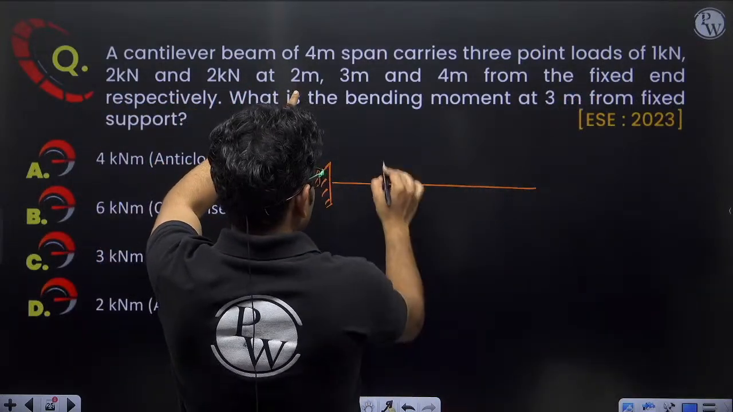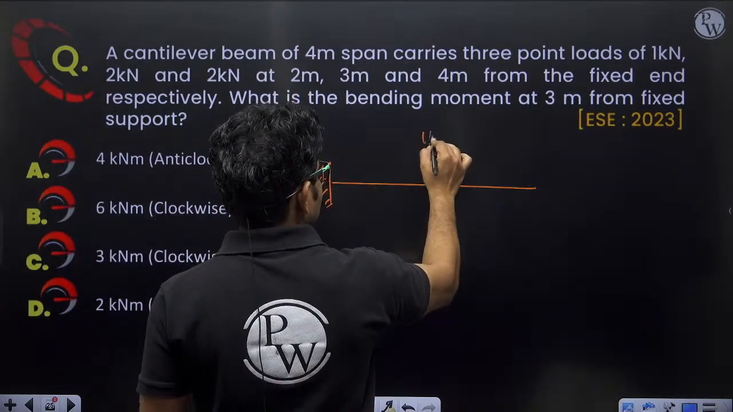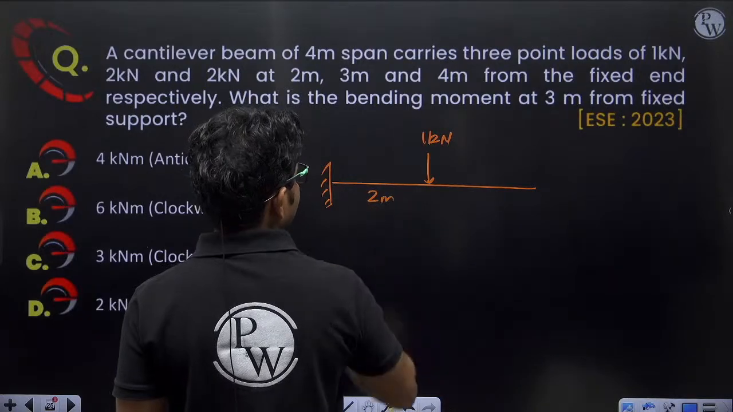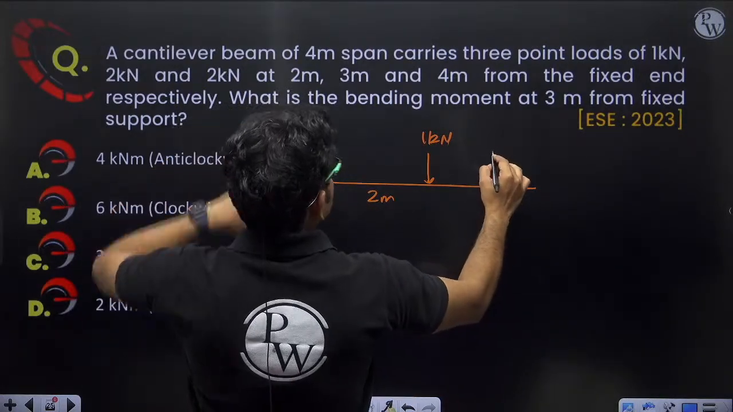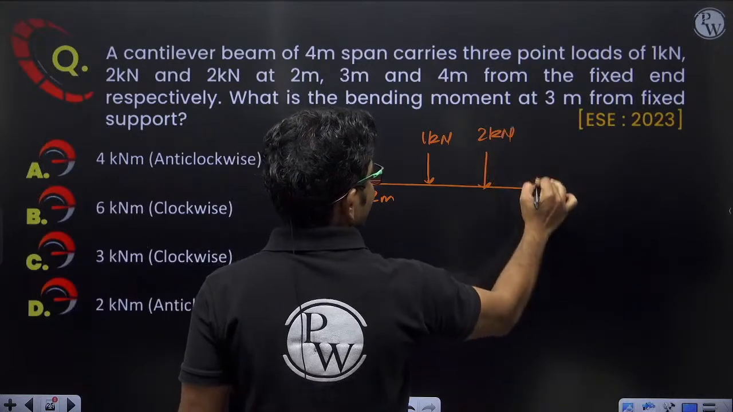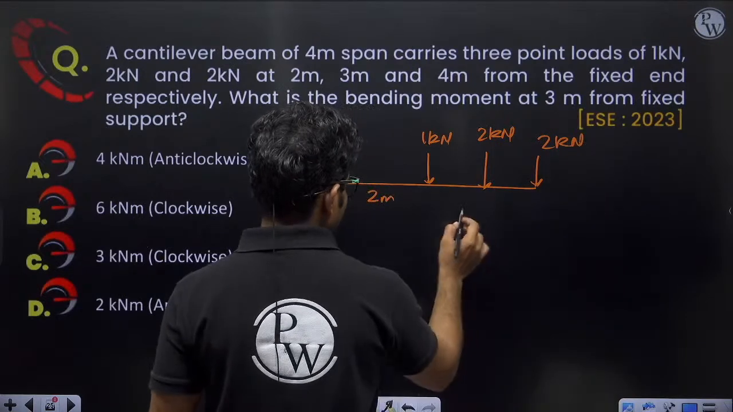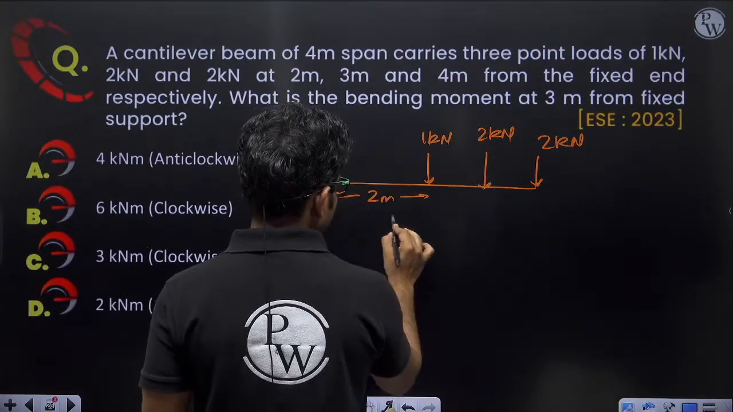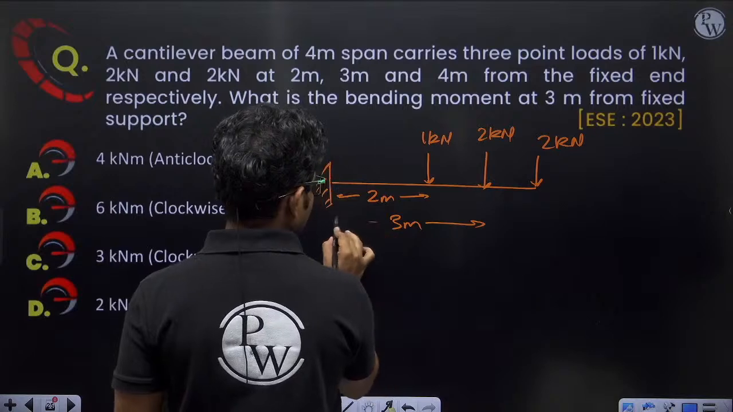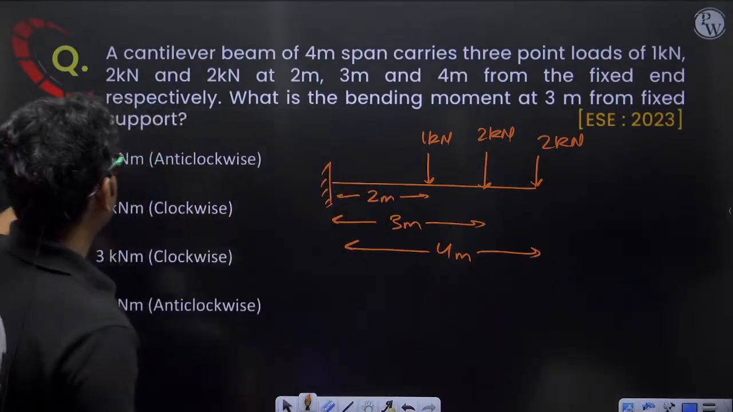at 2 meter. So 1 kilonewton load is acting at 2 meter. This distance is 2 meter. Okay, 3 meter. So at 3 meter we are having 2 kilonewton load, and at 4 meter, that means at the free end we are again having a load of 2 kilonewton. Okay, so this is 2 meter, this is 3 meter and this is 4 meter from the fixed end respectively.